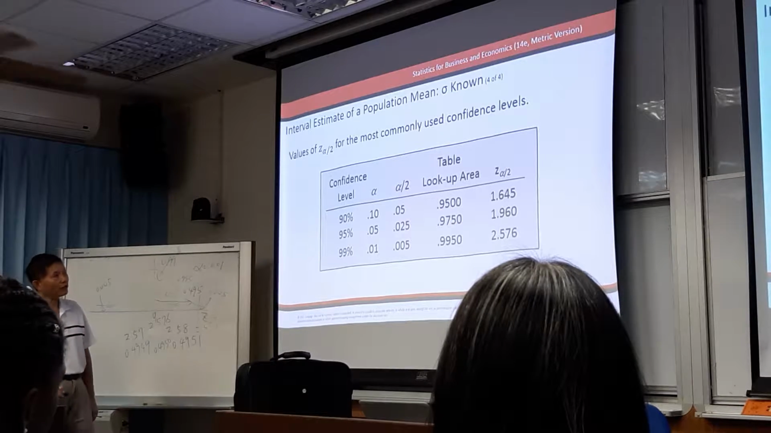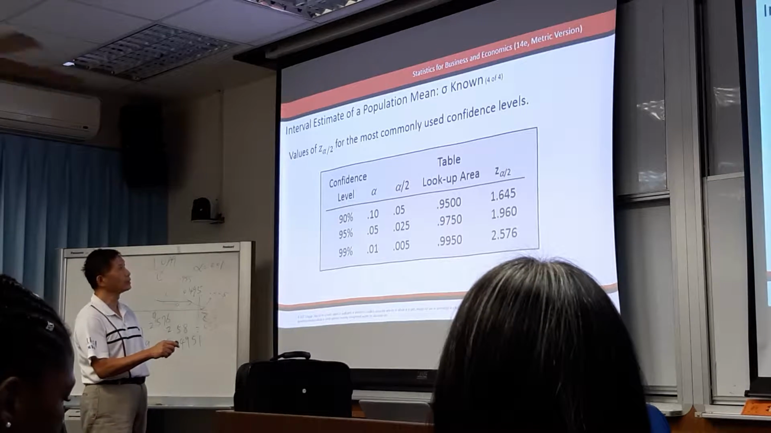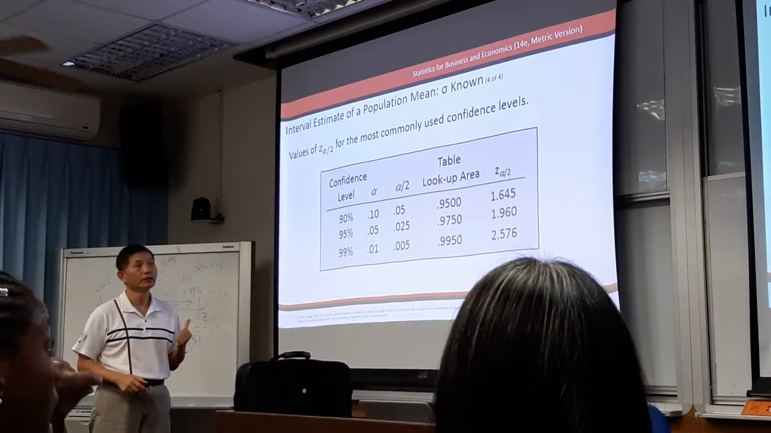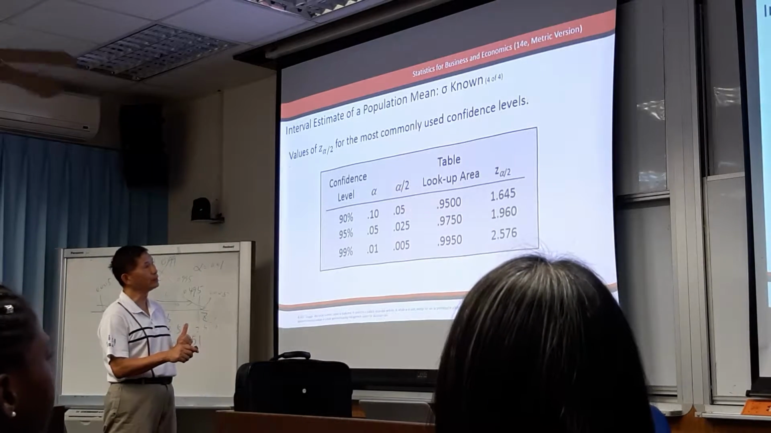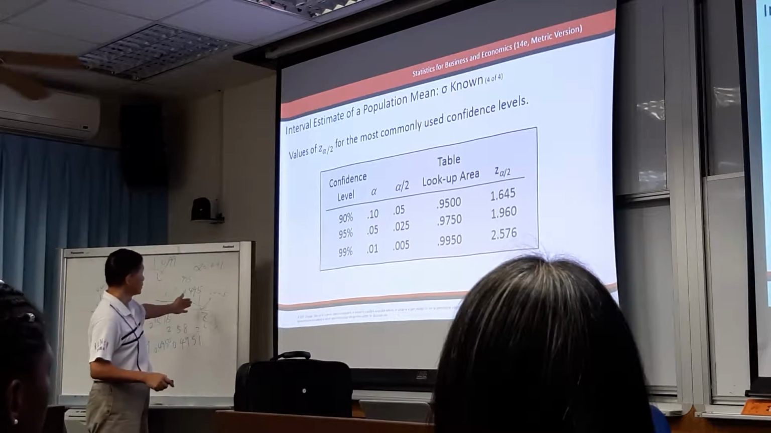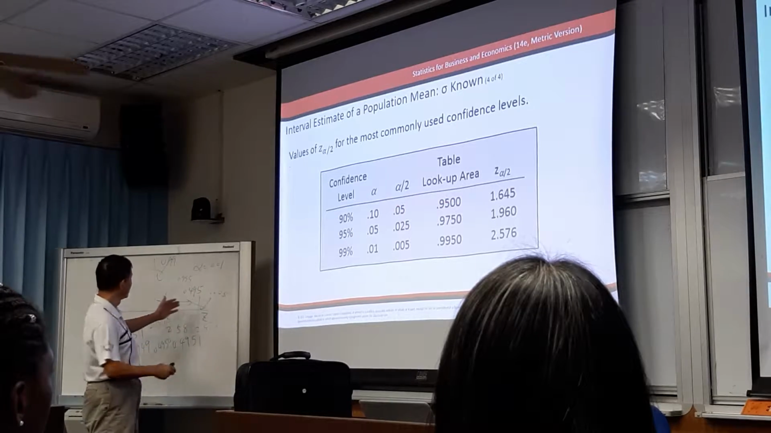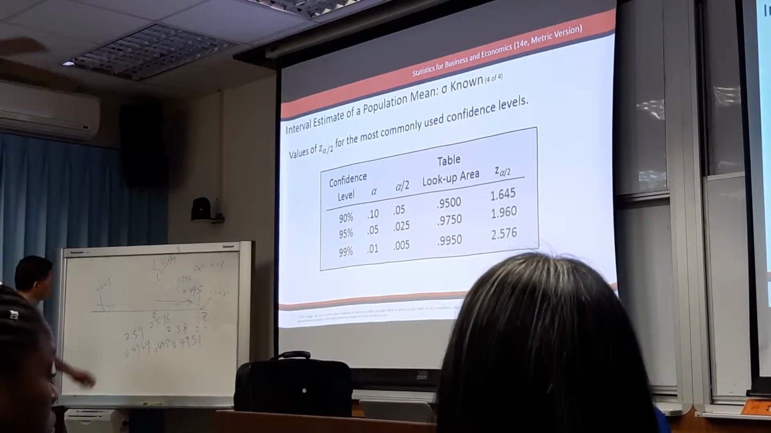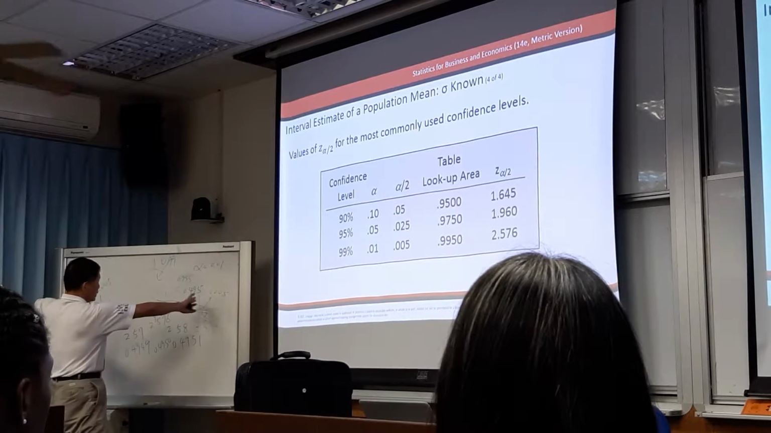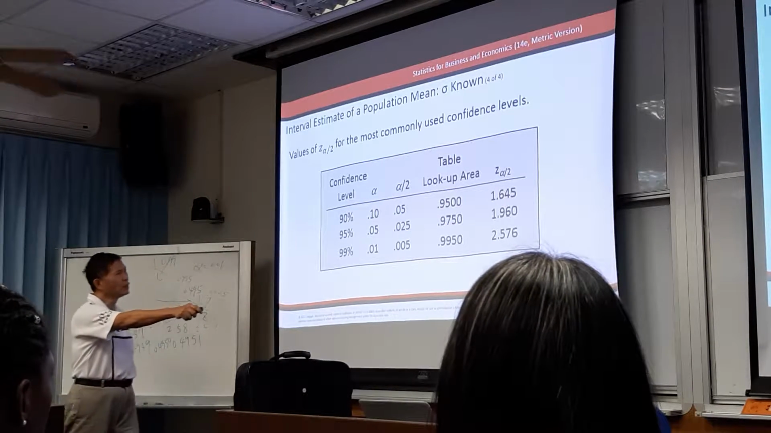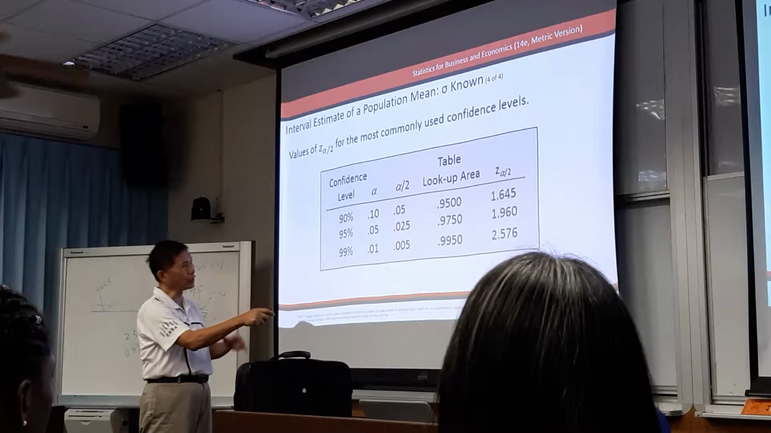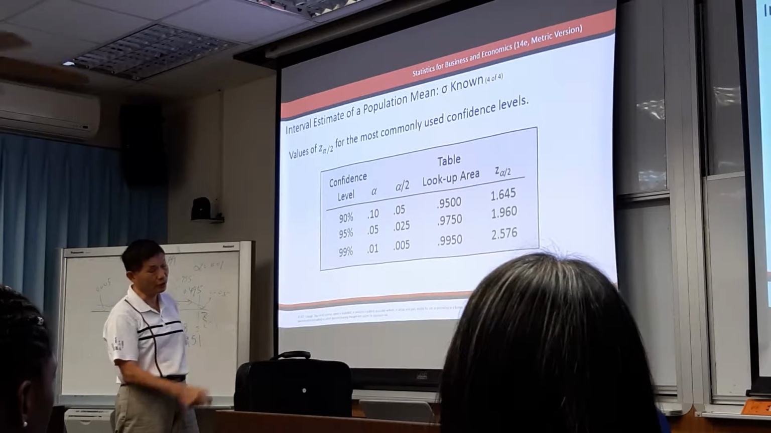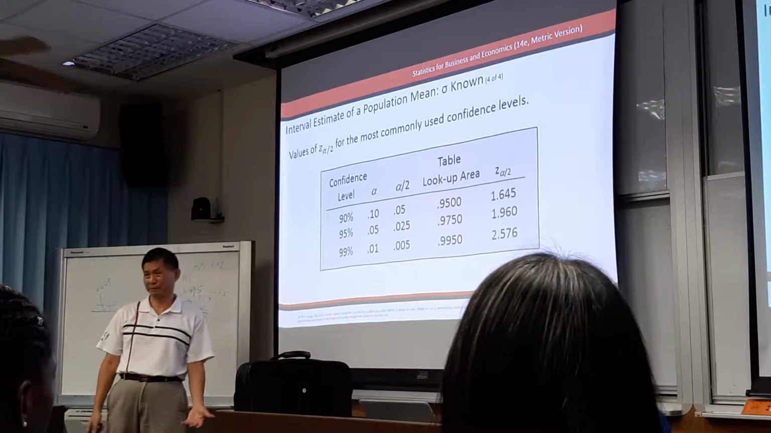If alpha is 10%, the confidence interval will be 90%. So the z value will be 5% on each side. So in the middle there will be 90%, and for each side there are 5%. If you look at the table, it will be 1.645.